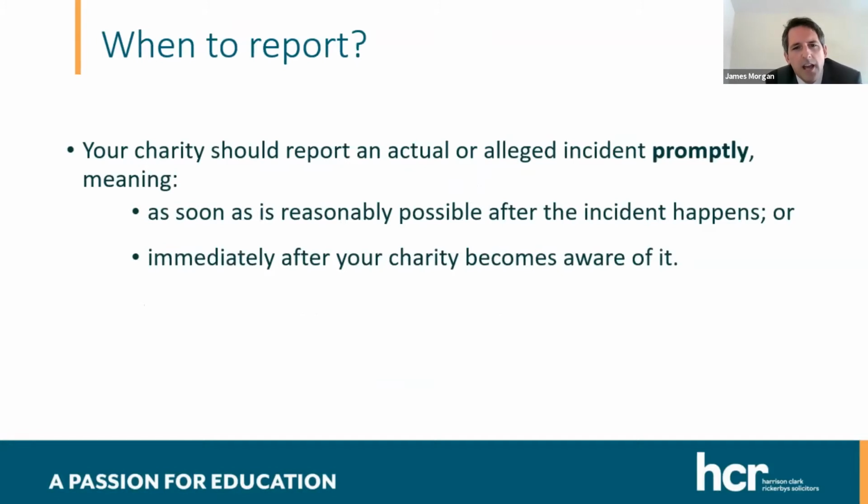Okay, so you should report an actual or alleged incident promptly. Now, promptly is intended to mean as soon as reasonably possible after the incident happens or immediately after your charity becomes aware of it. I think the moral of the story here is if it's something that is reportable, do not sit on it for weeks, which can be really difficult for some schools, especially in the current climate. Coronavirus has made life hard for running schools especially, and this is probably the last thing that trustees really want to be dealing with, but it's a necessary evil, I'm afraid.